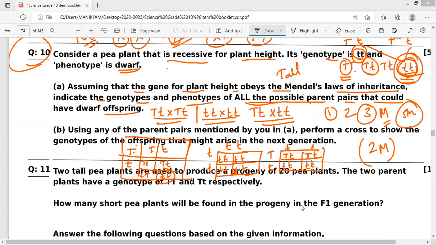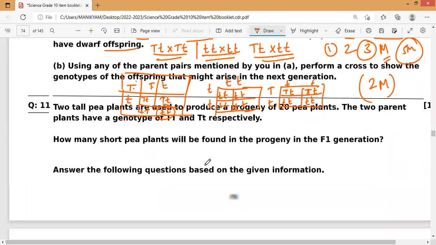So be very careful when they ask you "all". All means you have to write all the possibilities. If they ask you "any one", you can write any one. So be very careful when you are reading the question. If you write any 2 and stop, you will not get full marks. So kindly check all the possibilities.